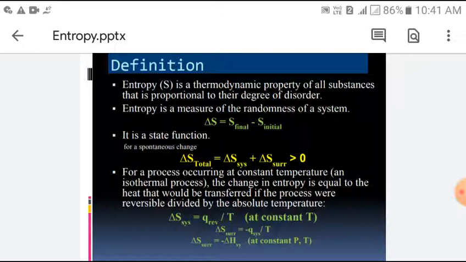For a spontaneous process, the total change in entropy, which is the entropy change in the system plus the entropy change in the surroundings, will be greater than 0. It is a state function which depends only on the initial and final state of the system, not on the path. For a process occurring at constant temperature, the change in entropy is equal to the heat that would be transferred if the process were reversible, divided by the absolute temperature.